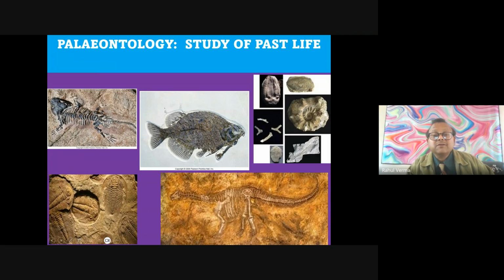Now here you see this whole fish is preserved, a hard part. You can even see these are trilobites. They are called trilobites because they have three lobes. This part is called cephalon, this is called thorax, and this is a tail that is called pygidium. Now you see, the entire dinosaur is preserved.